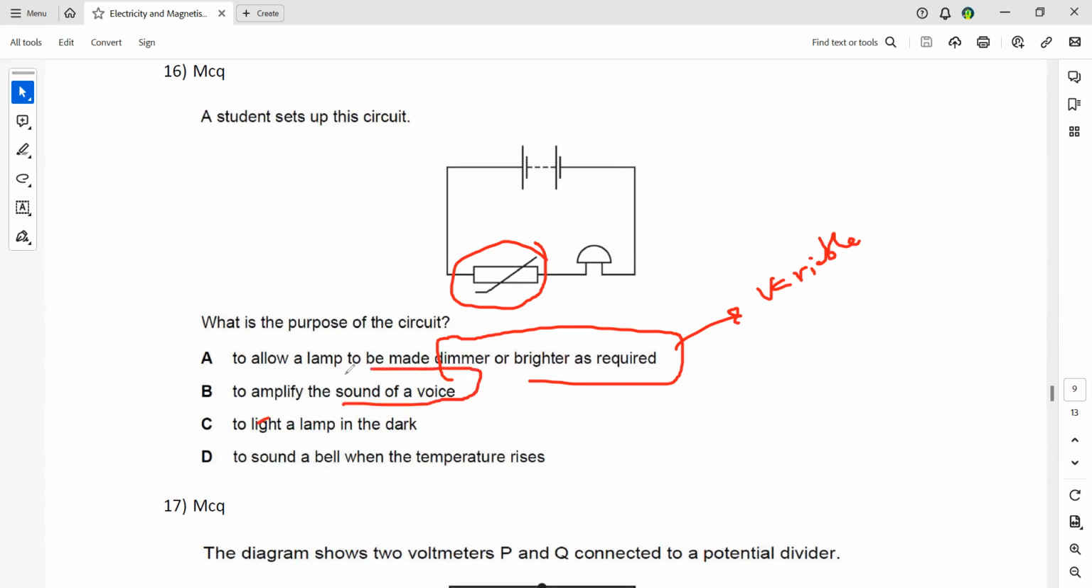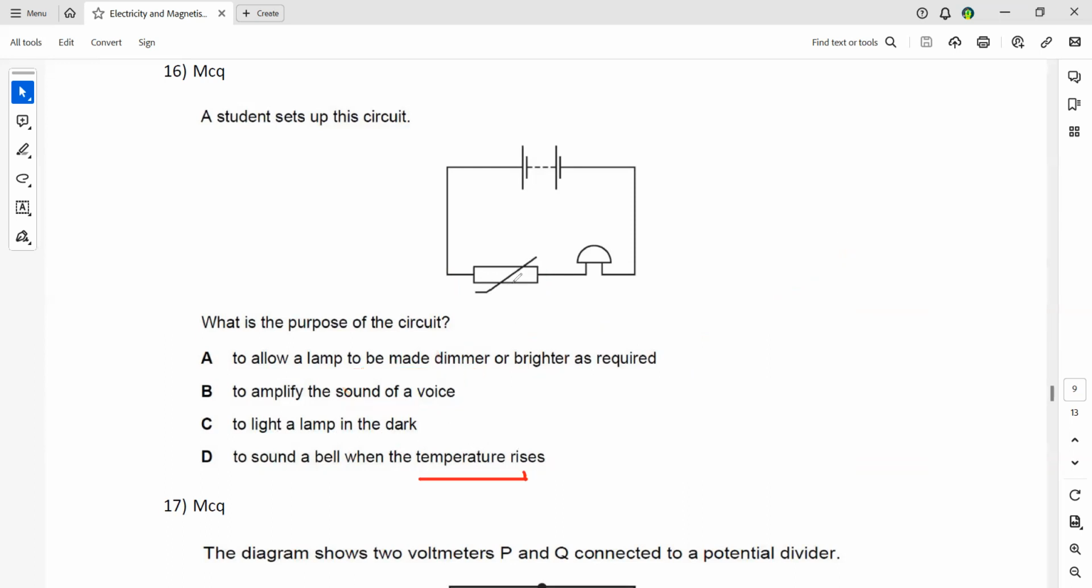Amplify the sound? It does not have any sound detecting. Sound producing equipment is there, but not sound detecting. To light a lamp in the dark? It does not have an LDR. If it had an LDR, then it would be used to light up. To sound a bell when the temperature rises, because when the temperature rises, the resistance of the thermistor will decrease. If the resistance of the thermistor decreases, the voltage across the thermistor will also decrease. And in comparison, the voltage across the bell will increase, so that it will ring louder.